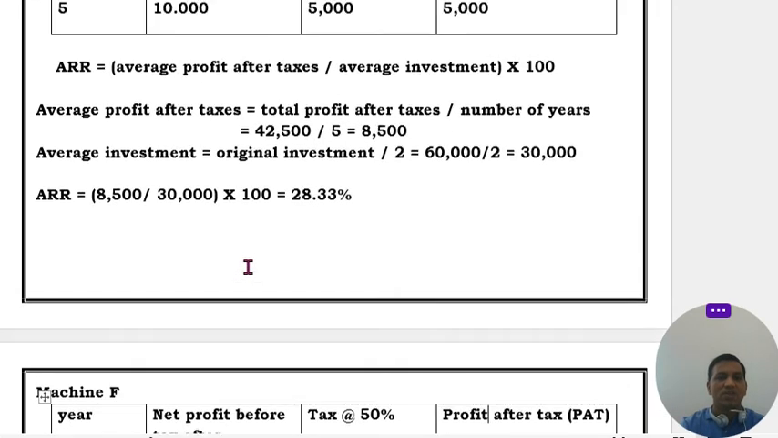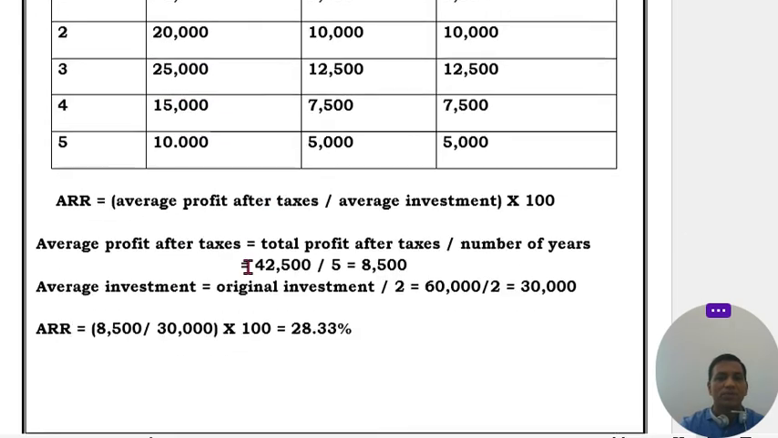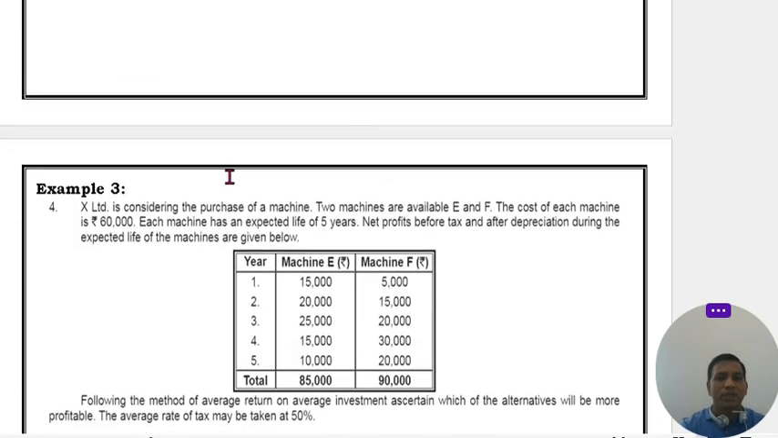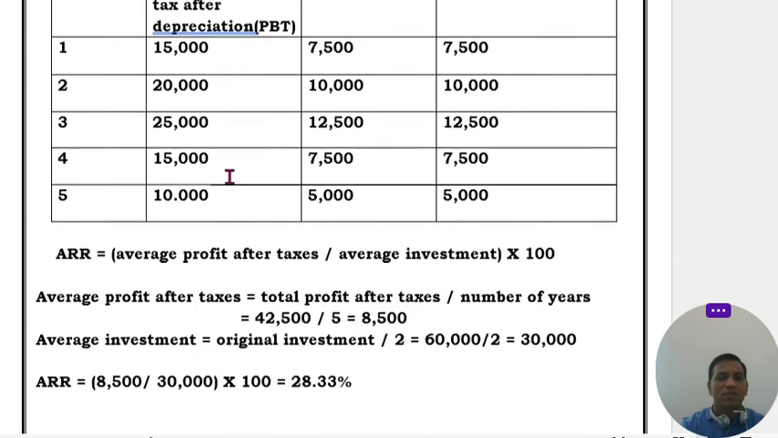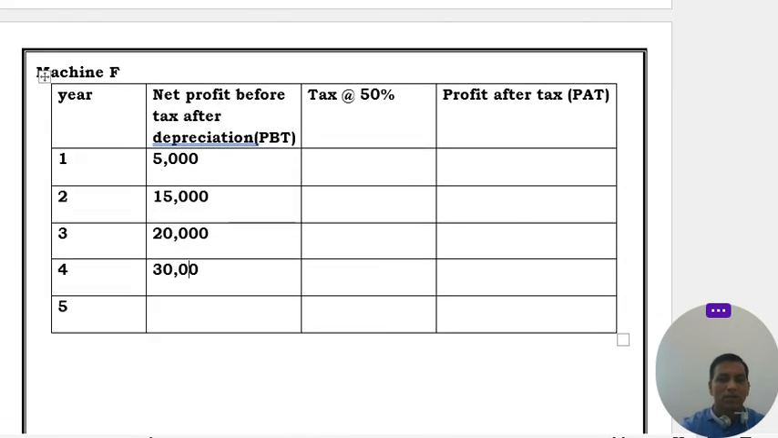How much is given for F? 5,000, 15,000, 20,000, 30,000, 20,000. So profit before tax after depreciation, nothing but profit before tax.